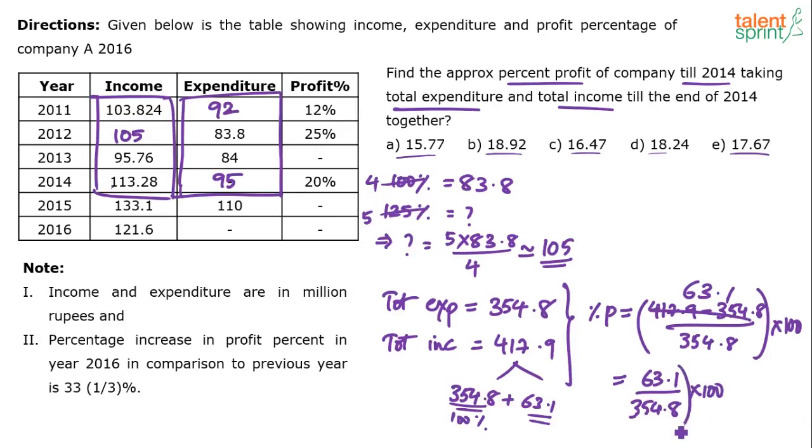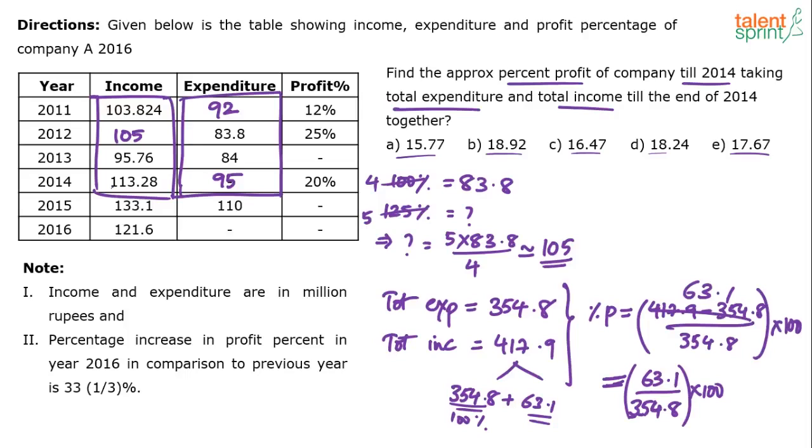Really a close one, right? A close calculation. 354.8. Yeah, so this would be less than 20%. All the options are less than 20%.